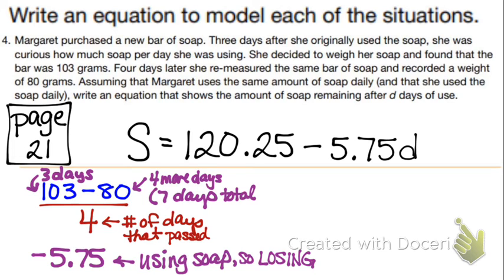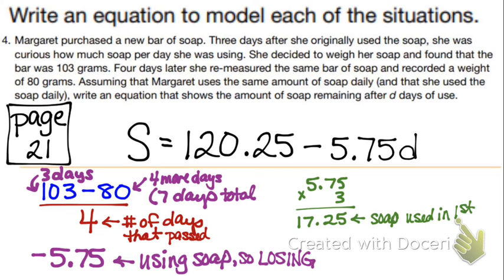How did you find that 120.25? There are 3 days before, like the initial 3 days is how you got the 103. So in order to find the initial soap before it started being used in the first place, is multiplying 5.75 by 3 and then adding it on to 103. What did you get when you multiplied 5.75 times 3? 17.25. This was soap used in the first 3 days. And so you would do 103 plus 17.25. That's the initial. 120.25 would be the initial.